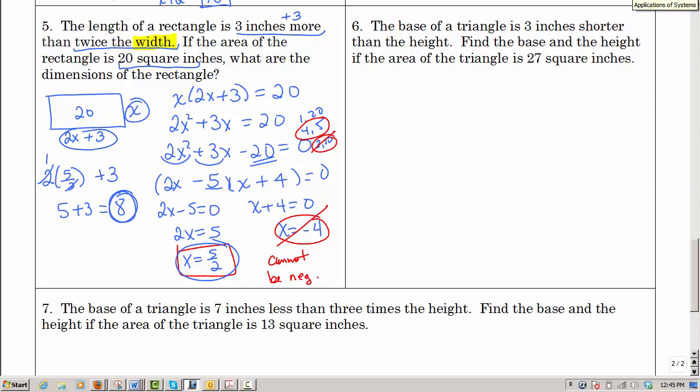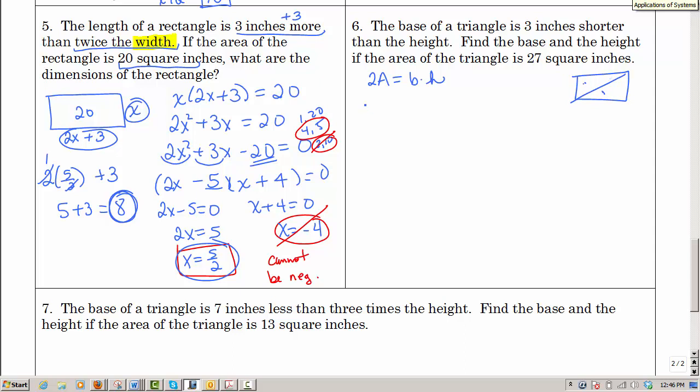The next two examples deal with the area of a triangle. Remember, the formula is 1/2 base times height. But if you don't want to deal with that 1/2, you can write it as twice the area equals base times height. That's what I'm going to use. Because keep in mind, I had a rectangle. If I split it in two, I get two triangles. So that's where that 1/2 came from.